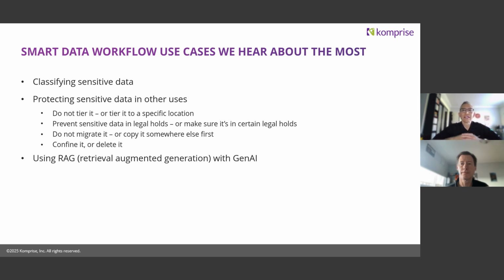And we've heard in some cases they're tiering data, but they're not supposed to tier data to the cloud that has sensitive information. So they need to sequester that. Or maybe it's the reverse. They have data that's sensitive and they want to tier it to a specific place that's protected. So in both cases, we can help them.